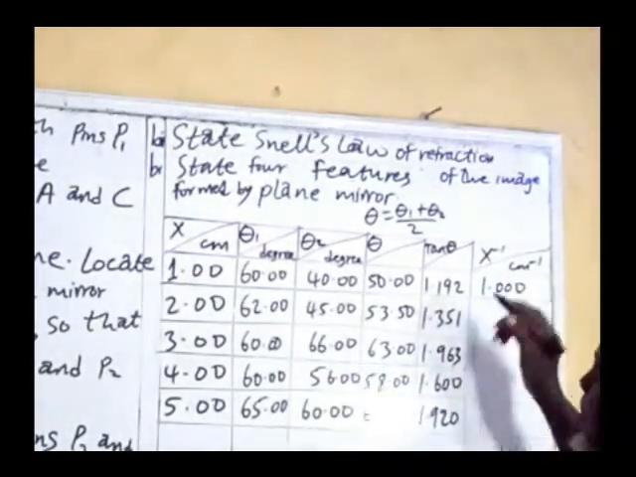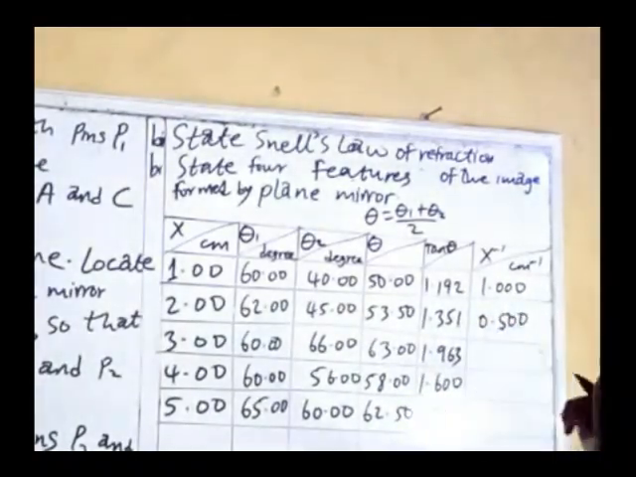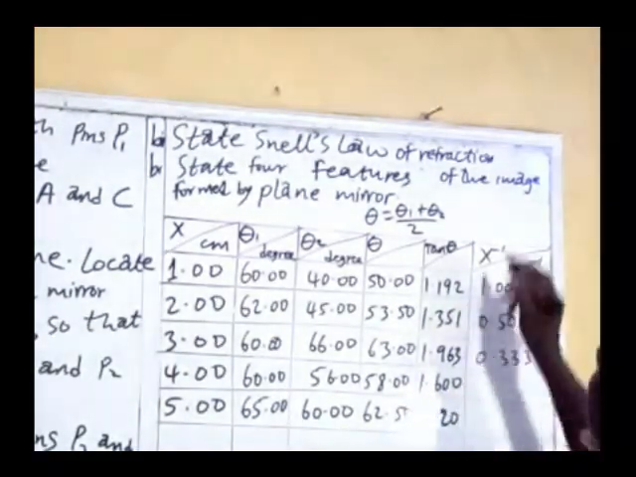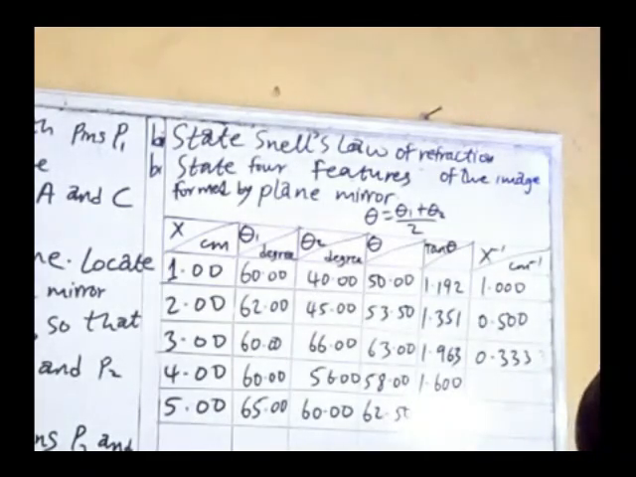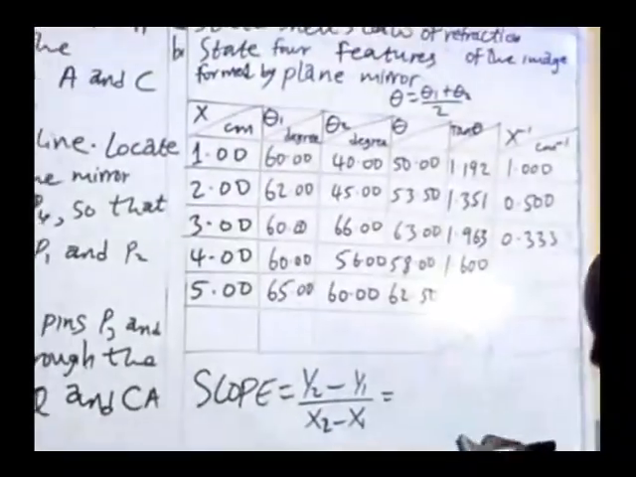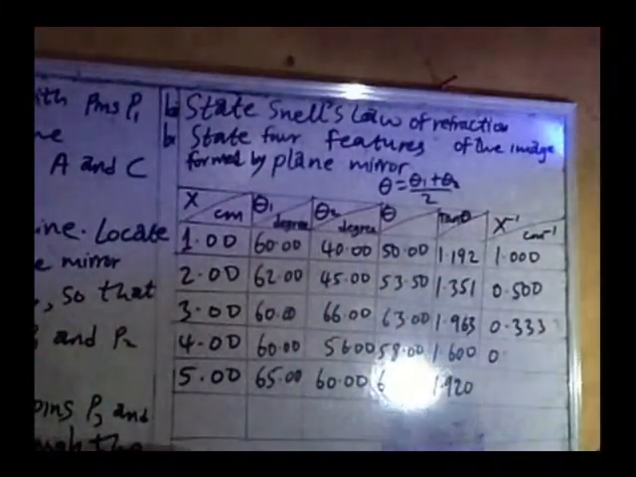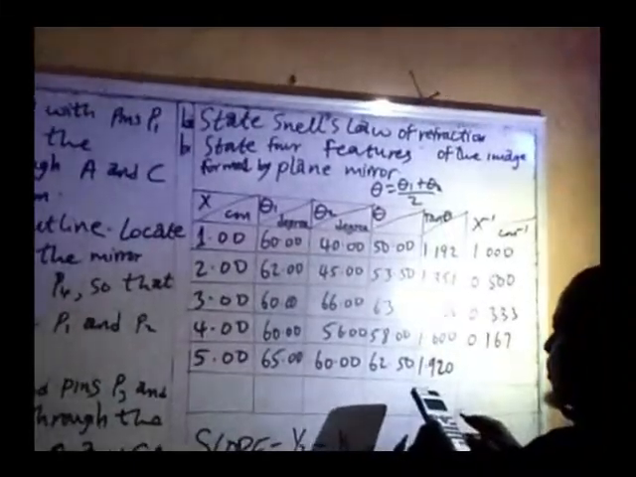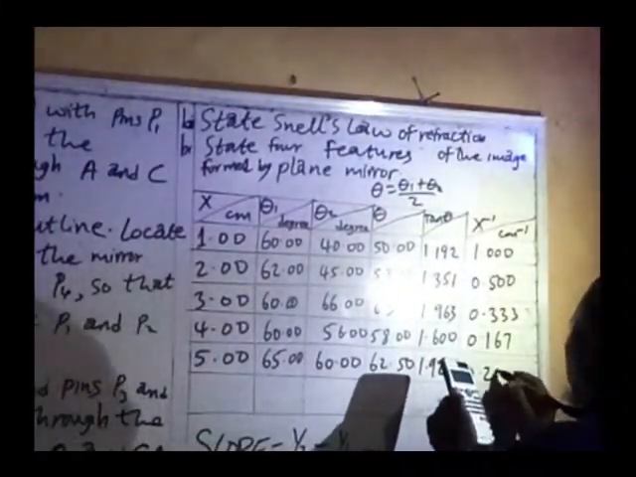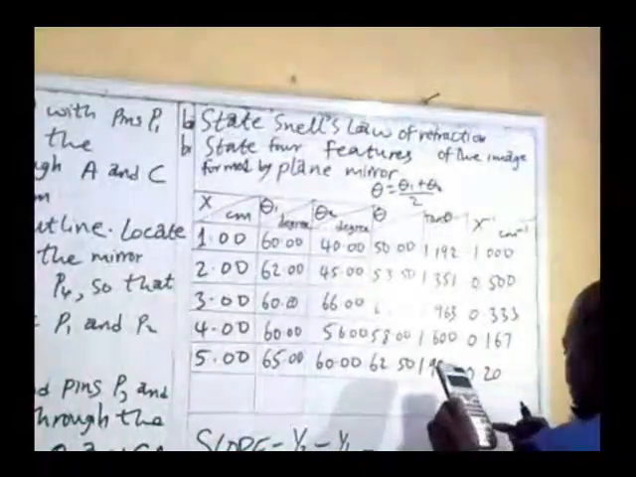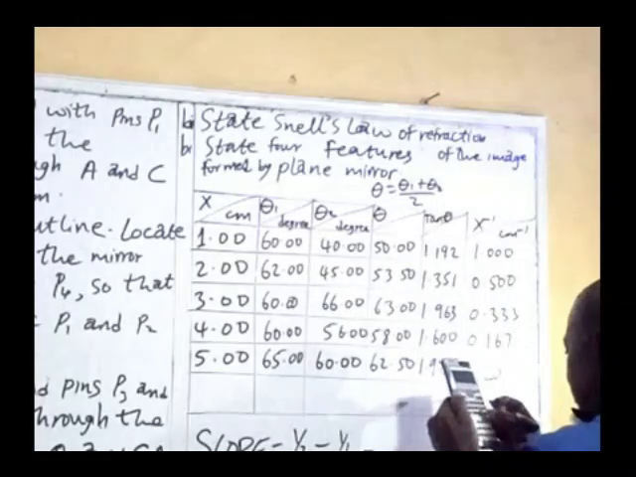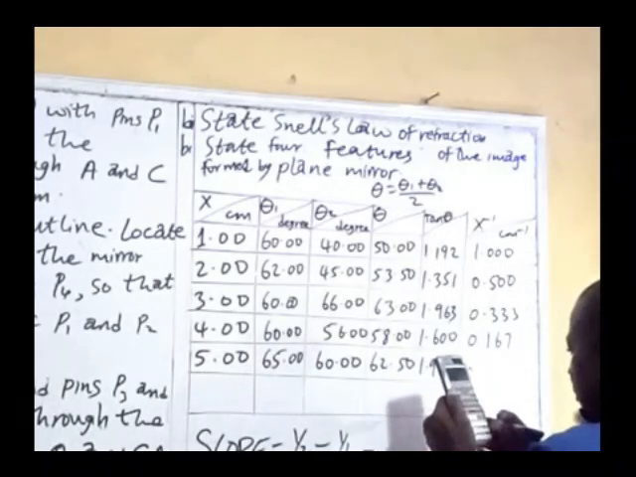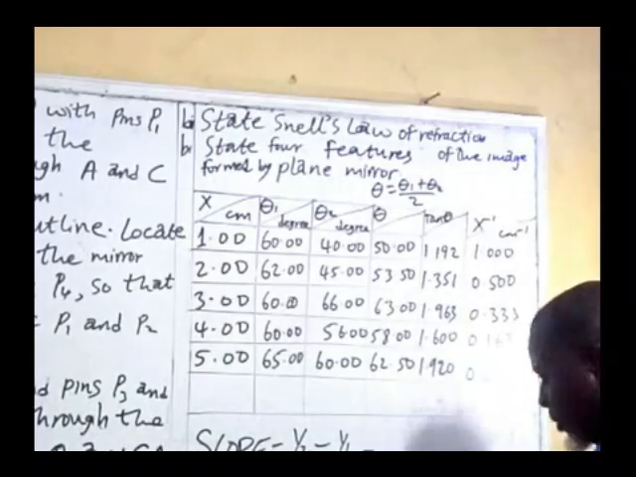1/1 is 1.000. 1/2 is equal to 0.500. 1/3 is 0.333. 1/4 is 0.25. 1/5 is 0.20. Now let's plot the graph.